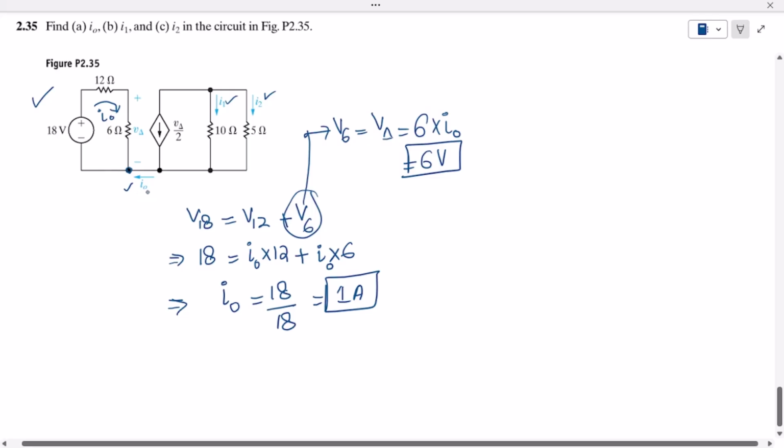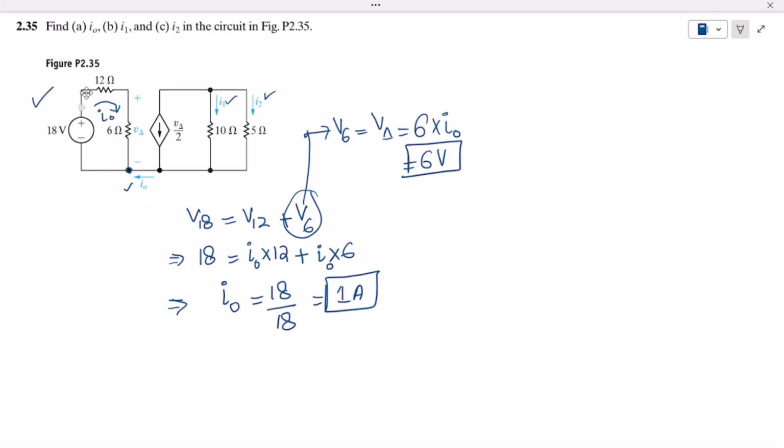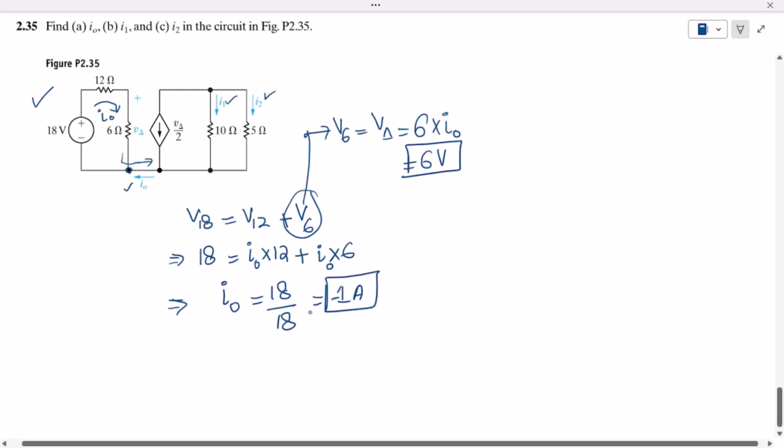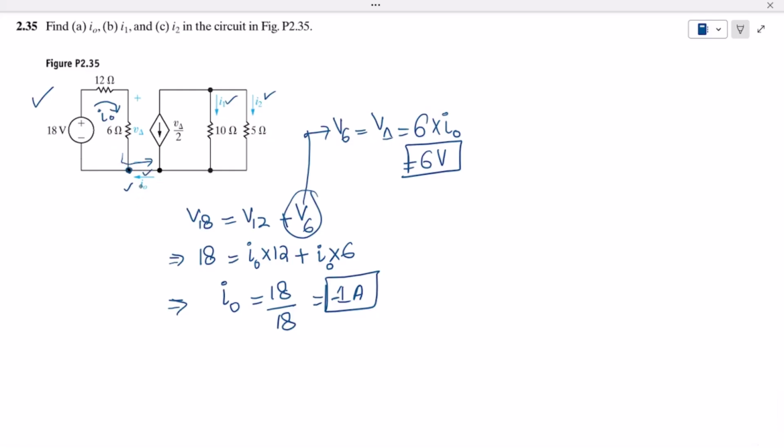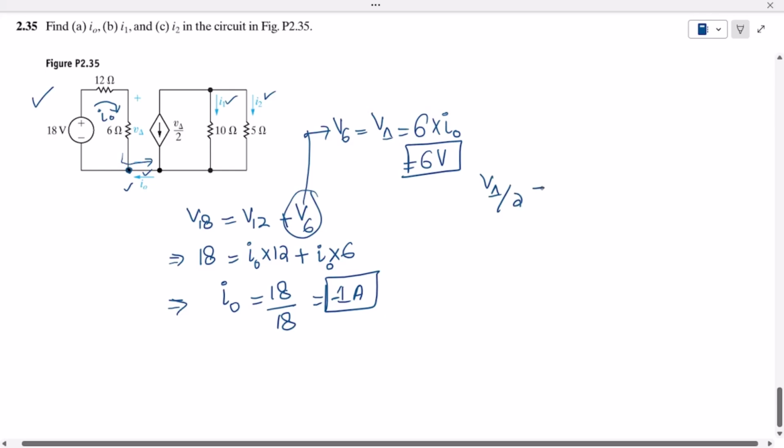Similarly, here we can say that this is I0, but the direction of this current is opposite to it. Therefore, this current is minus 1 ampere. You should keep in mind that the direction of this I0 and this current are in opposite directions, so this one is minus 1 ampere. Similarly, now we can see that this current is V delta by 2. So the value of V delta by 2 is 3 amperes, in the downward direction.